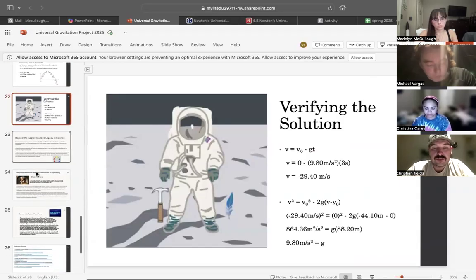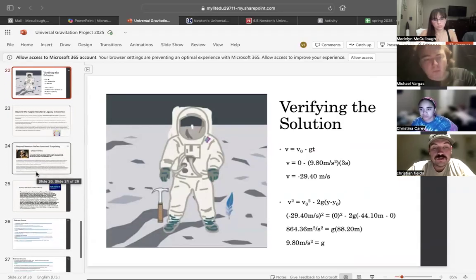5.4, verifying the solution. Using the other two kinematic equations, we can work backwards to verify our work. Since the calculations lead to gravity equals 9.8 meters per second squared, we have verified our calculations for the example question are correct.